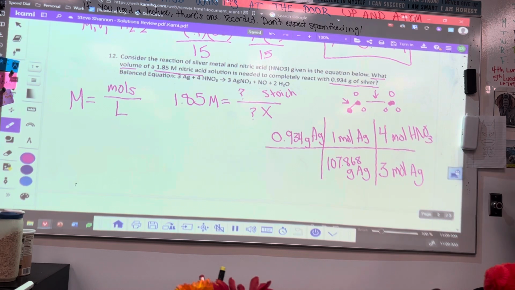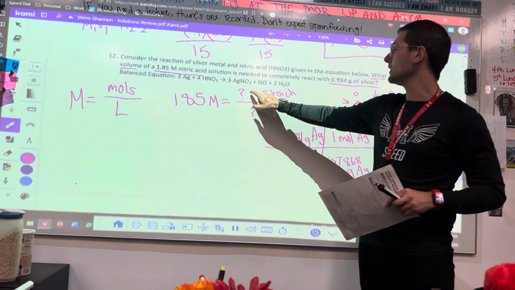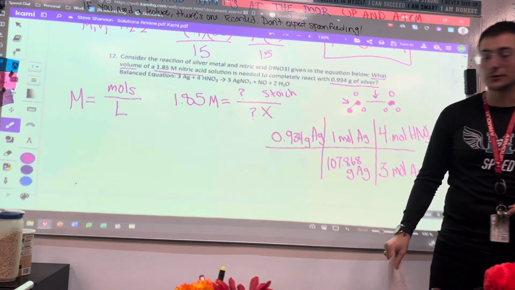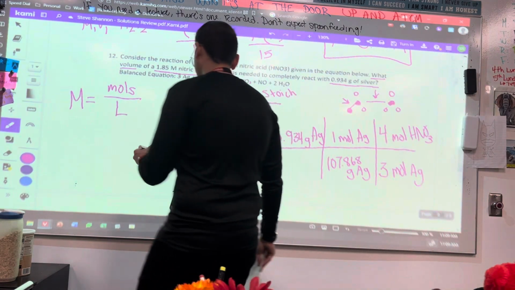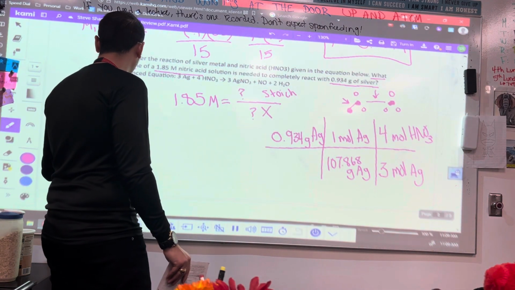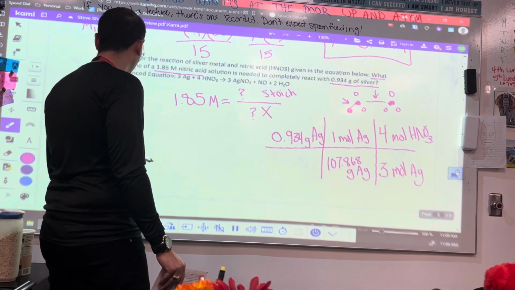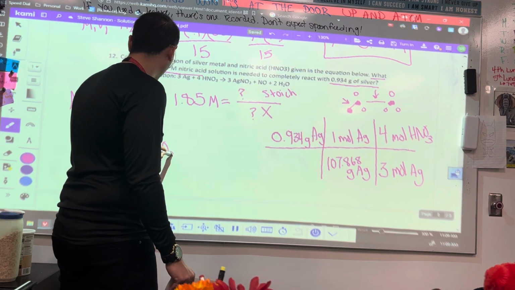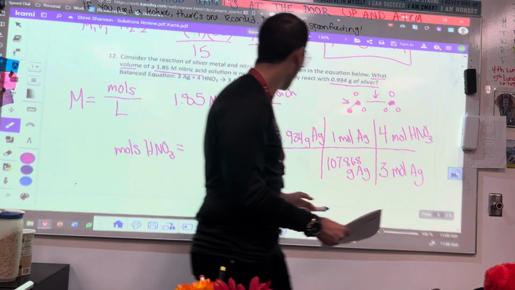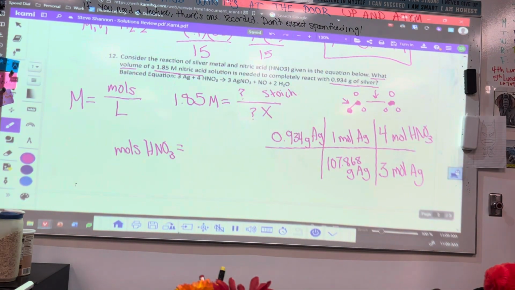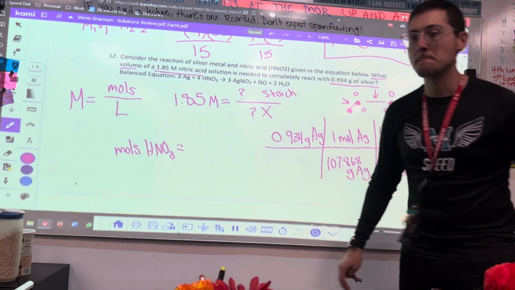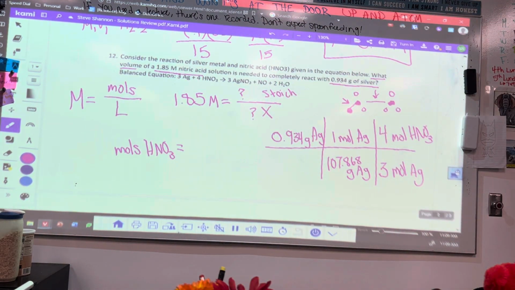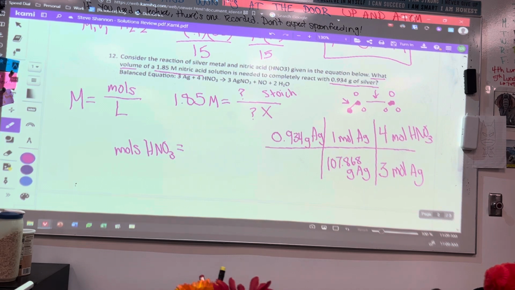Now I'm ready to solve for this so that this will give me the answer in moles that I can then use in algebra to get an answer in liters. So moles of HNO3 is going to equal that, and I need a fancy calculator. Isn't this exciting?